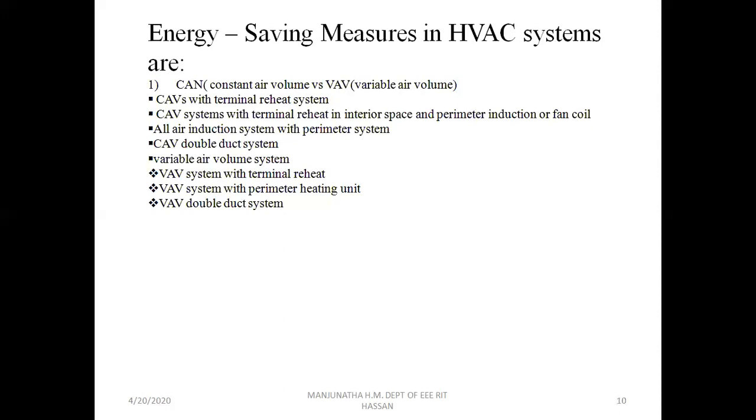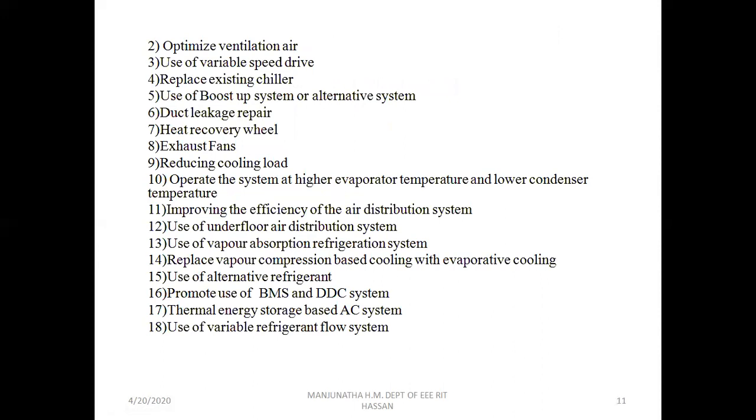And this is one of the energy conservation methods, controlling constant air volume and variable air volume. And let us discuss one by one the different types of energy conservation methods in HVAC systems. The second one is optimized ventilation air. That is, the energy required to condition ventilation air can be significant in both commercial buildings, where it is used to provide fresh air to occupants, and industry facilities, where it is used to control the level of dust, gases, fumes or vapors, especially in locations with extreme weather conditions.